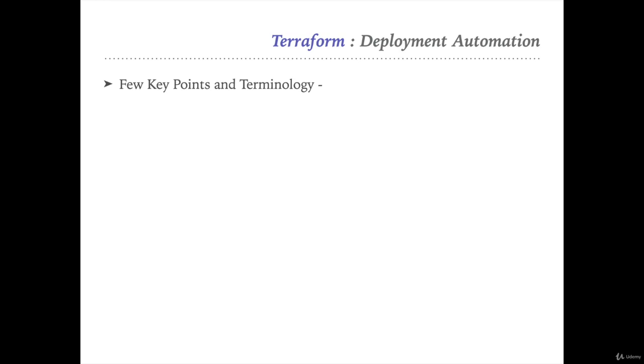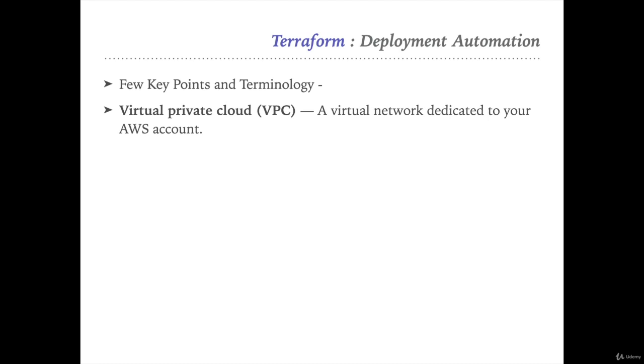Let's discuss a few key points and the terminology of the VPC in AWS. So first is the virtual private cloud, VPC. A virtual network, or the VPC network, is dedicated to your AWS account. You can create more than one VPC in your AWS account.